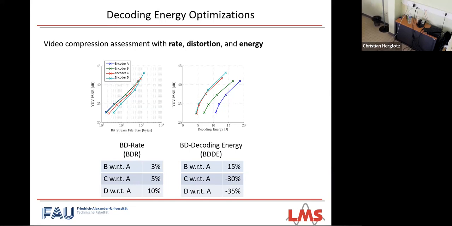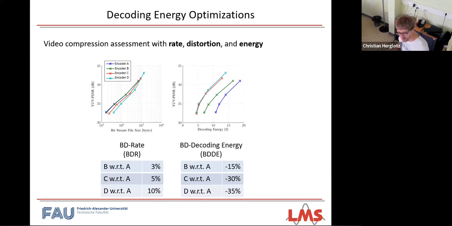And you would see that here you have the blue one, which is good for rate distortion, but apparently bad for decoding energy because we had more than 11 joules. And you can reduce this in this case by more than half. And your whole energy distortion curve would go to the left, and you can even calculate the Bjøntegaard delta values by replacing the rate with the energy. And you would have something that we called Bjøntegaard delta decoding energy, and you would have a percentage that at the same quality, you can have some savings in terms of decoding energy.